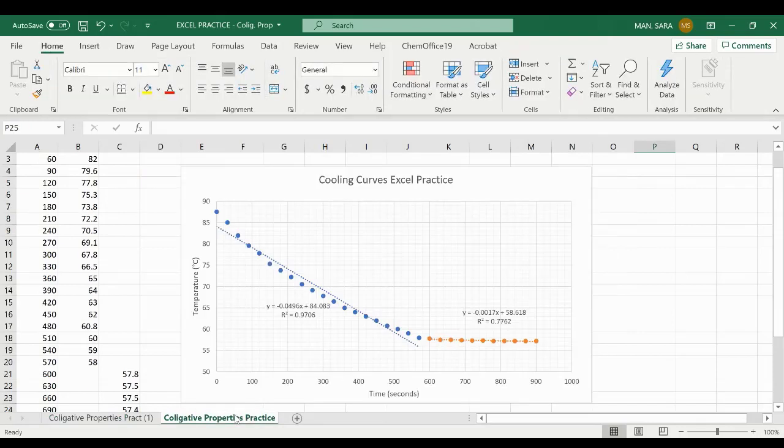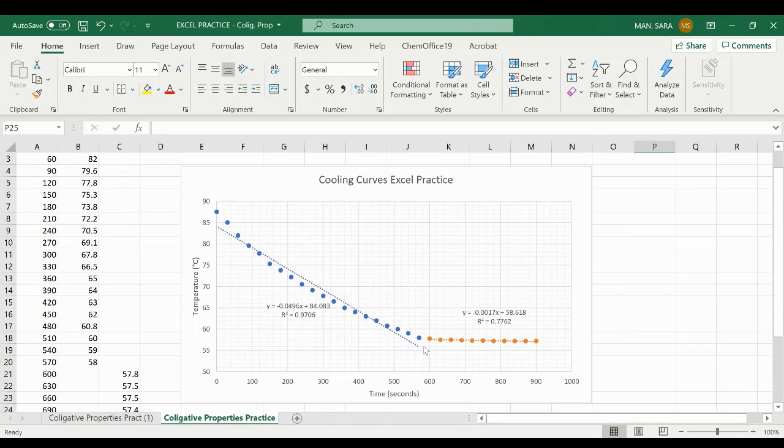Okay. And this is kind of what you are supposed to get. The two equations, and everybody knows now that we are looking for the intersection of these two lines, and that will be our freezing point. And we are going to do this twice. One for the pure solvent, and we are going to obtain the freezing point of the pure solvent.